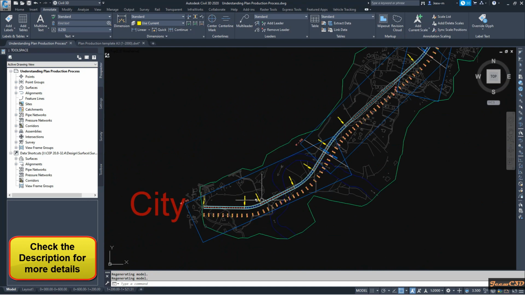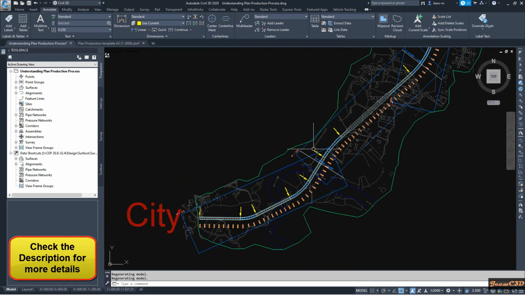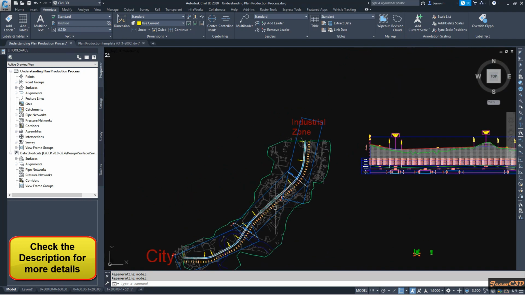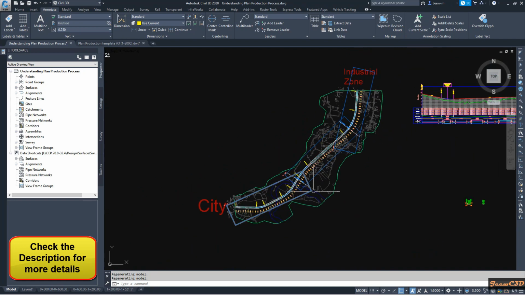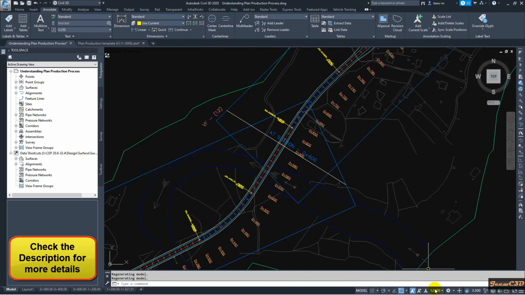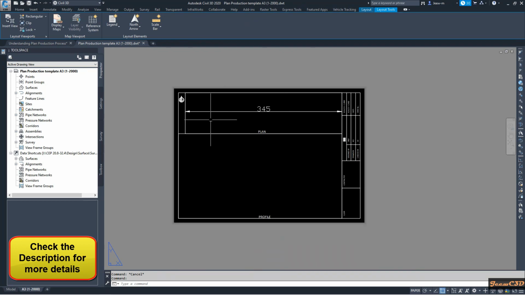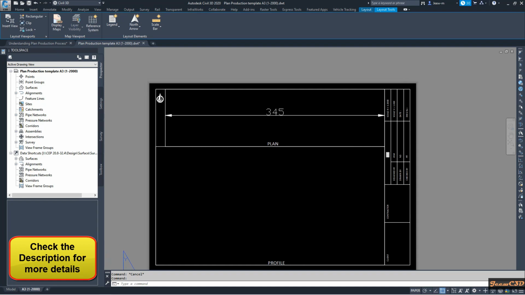What happens here is Civil 3D divided my alignment into 600 meter intervals along the alignment. So how do we get this 600 meter value? Our scale of the drawing is 1:2000. If I go to my plant production template, this length is 345.